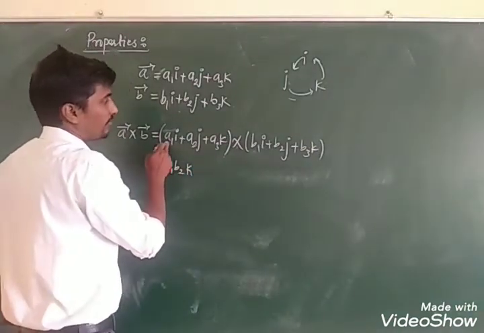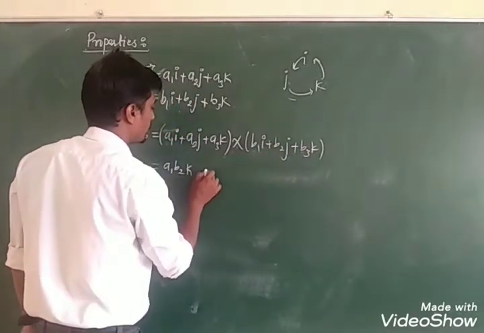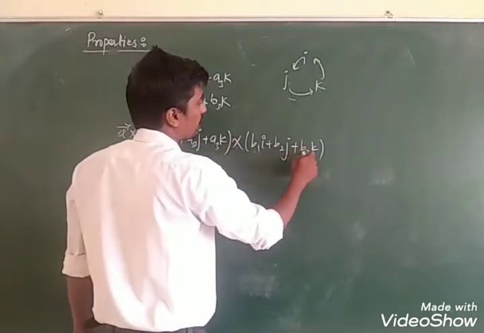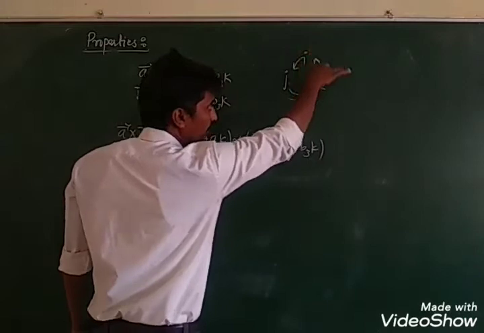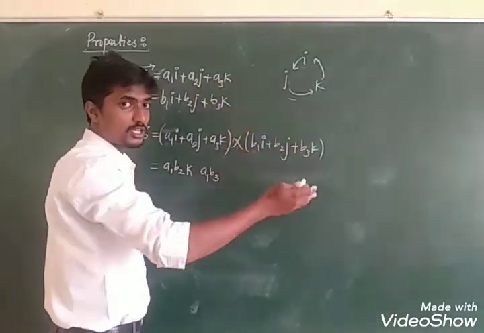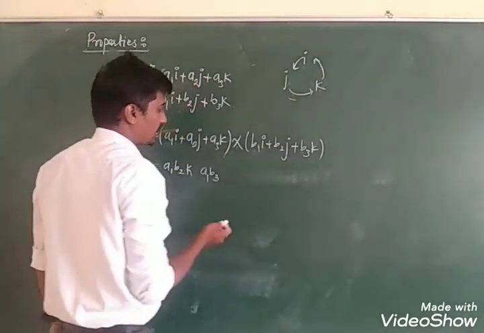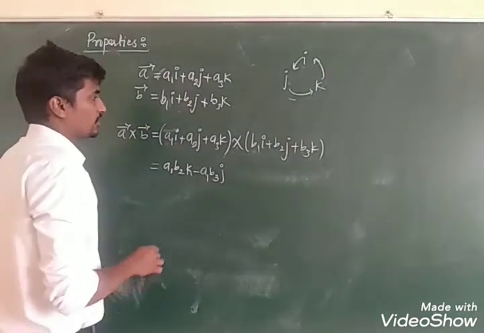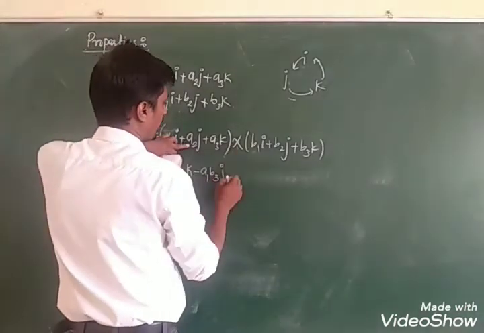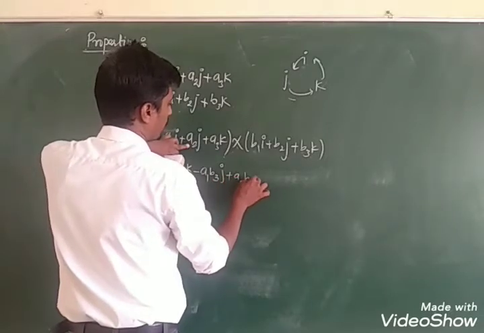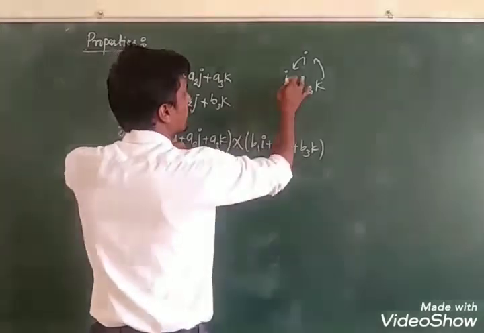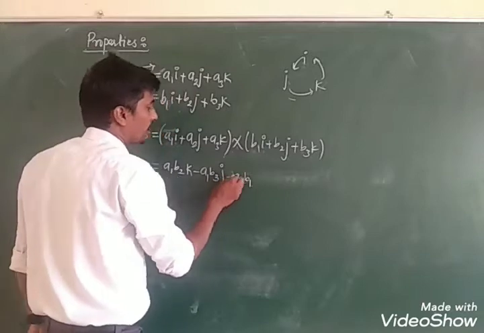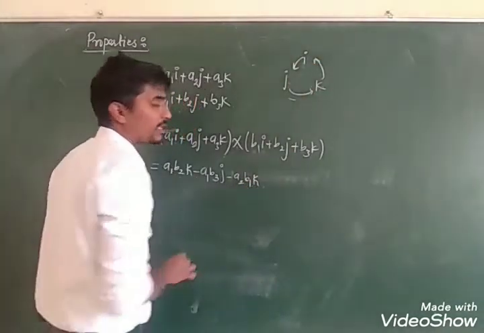Yes. Next, A1 into B3, I cross K. Here we are moving in the clockwise direction. When the direction changes, the value of the cross product also changes. It is negative, so minus J. Next we have the second term, A2 into B1, J cross I. There is also a sign change here, so this value becomes negative. J cross I means it is K.